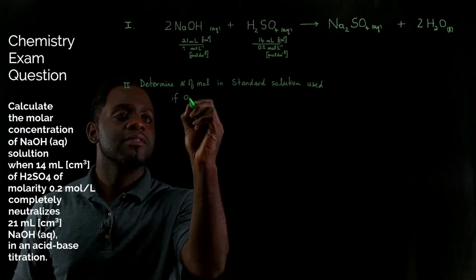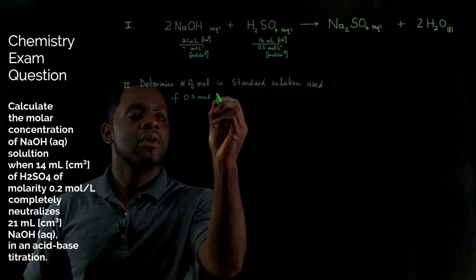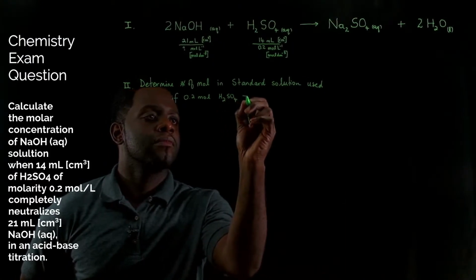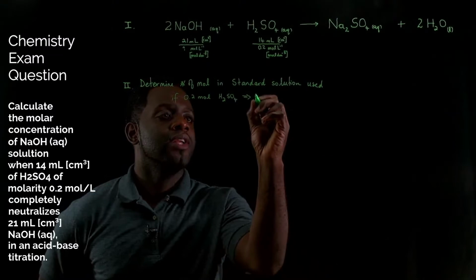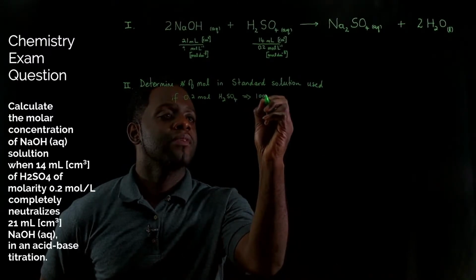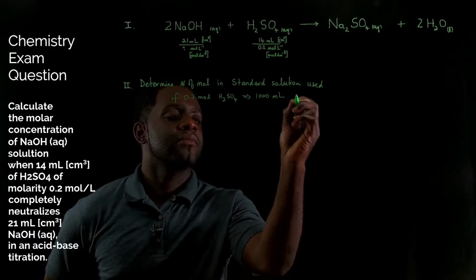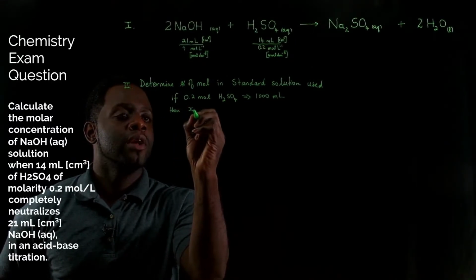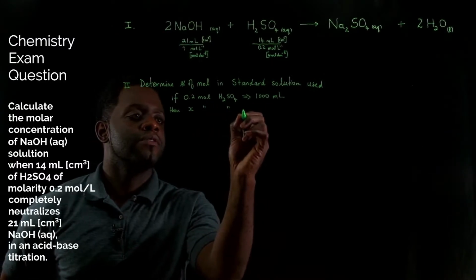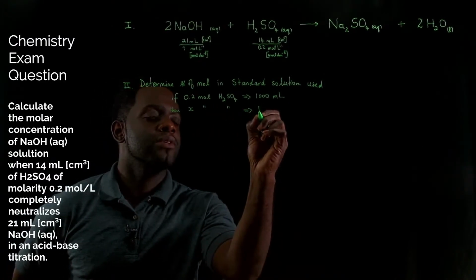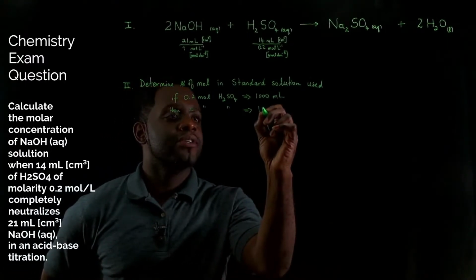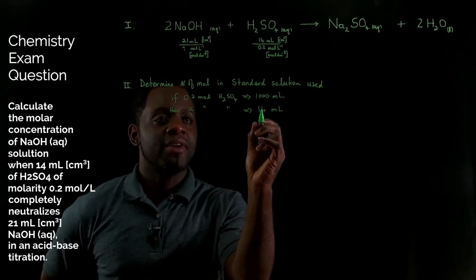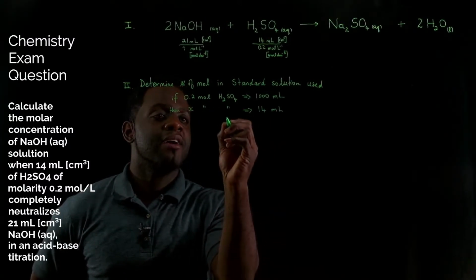If 0.2 moles of sulfuric acid are present in 1 liter, which is 1,000 milliliters, then an unknown amount, which we'll call X, of sulfuric acid is present in the amount used in the neutralization reaction, which is 14 milliliters.